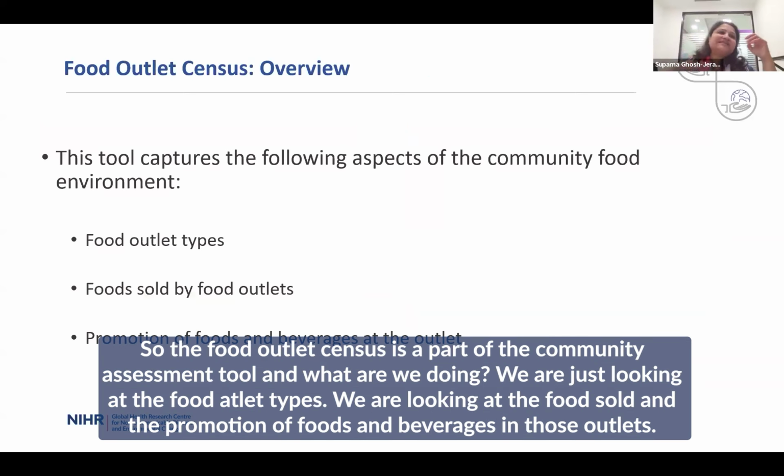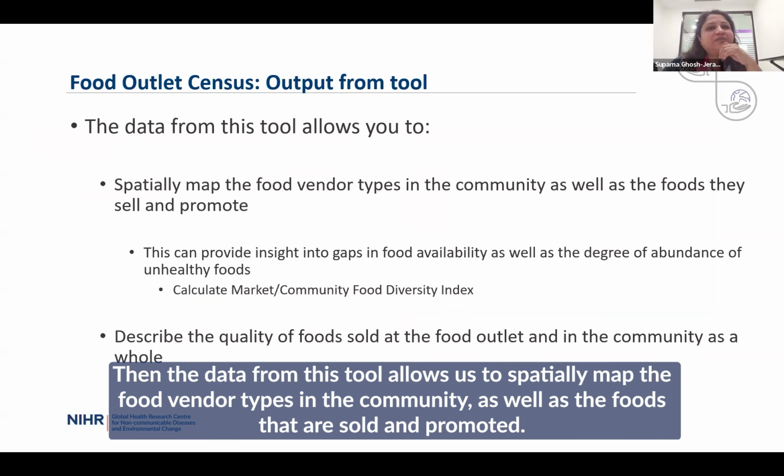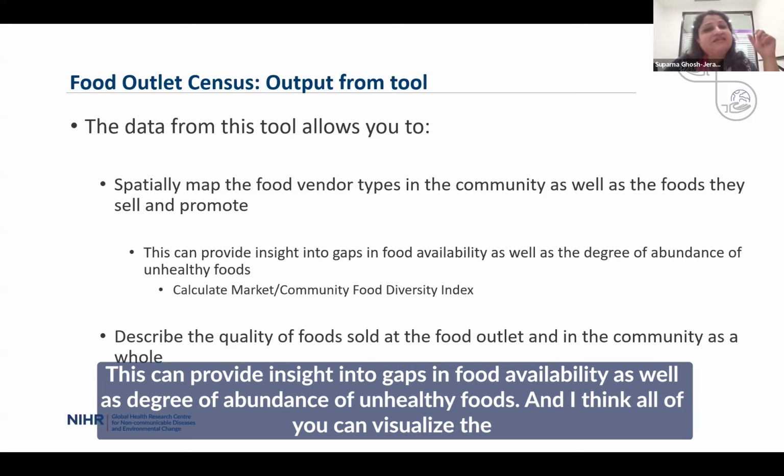So the food outlet census is a part of the community assessment tool. And what are we doing? We are just looking at the food outlet types, we are looking at the food sold, and the promotion of foods and beverages in those outlets. Then the data from this tool allows us to spatially map the food vendor types in the community as well as the foods that are sold and promoted. This can provide insight into gaps in food availability as well as degree of abundance of unhealthy foods.